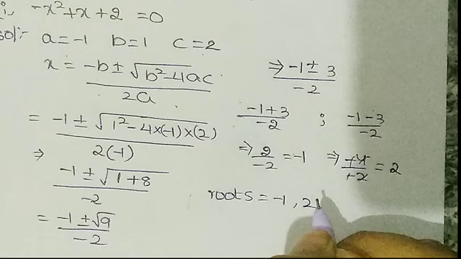So from this, 4 by 2 root 3, this is 2 by root 3, and minus 24 by 2 root 3, this is minus 12 by root 3. So the roots are 2 by root 3 comma minus 12 by root 3. So these are the roots of the given equation.